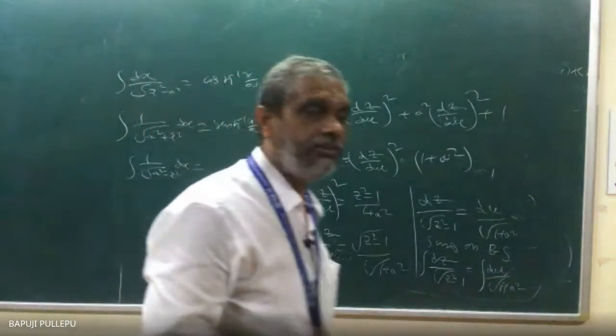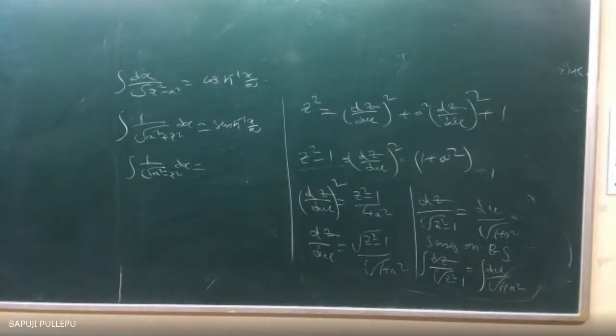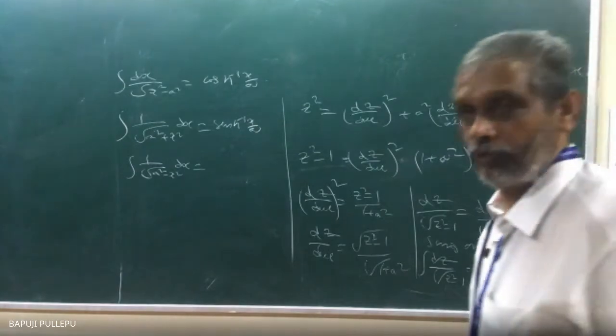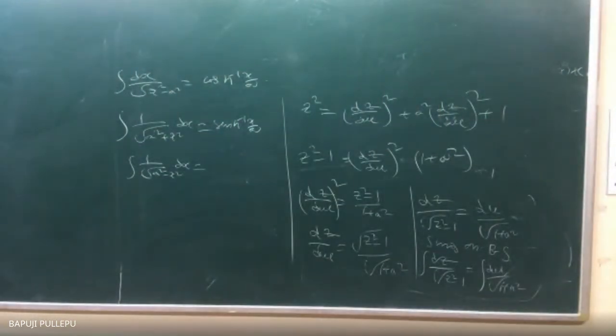1 by root of a square minus x square is what? Please tell me. Emergency call? Then keep the phone inside. If you keep it outside, only you know whether a call is coming or not. Now, root of a square minus x square is what?